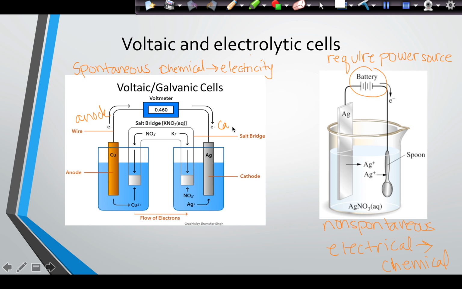We always have electrons flowing through a wire from anode to cathode. So if the electrons are flowing towards the spoon, that makes the spoon the cathode. We always have one side of oxidation and one side of reduction, but in the voltaic cell, those reactions happen spontaneously. In an electrolytic cell, those reactions are caused by an outside power source.